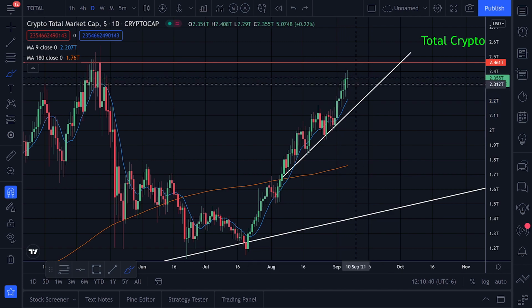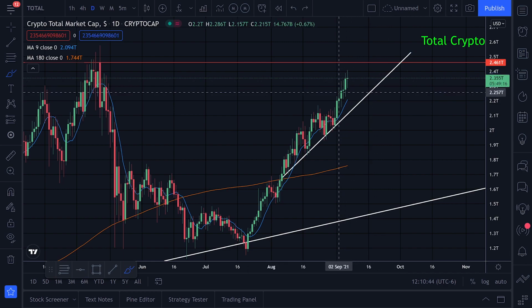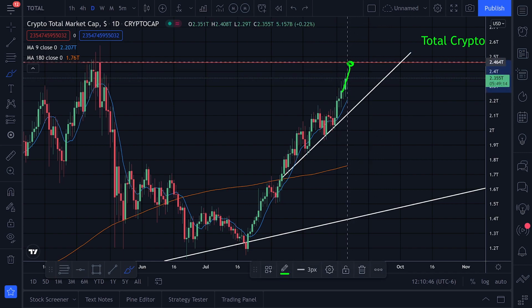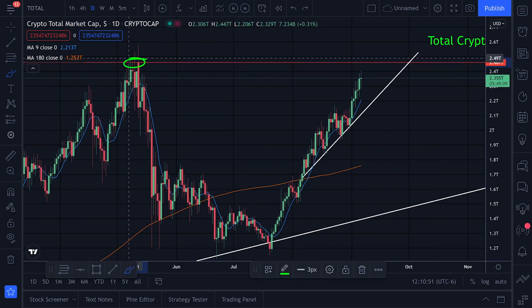I kind of wouldn't be surprised if we got a little correction and had to retest this trend line right here. But I also wouldn't be surprised if we just came up and hit the target. I don't know. That's basically what I'm looking at. I'm targeting this area right here right now. Let's see how far we can go up.